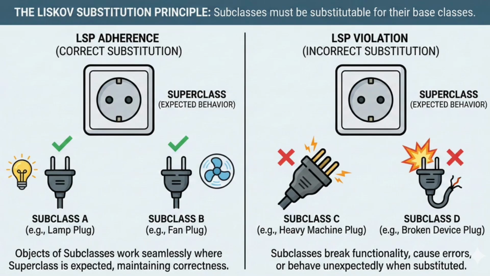Violating LSP leads to unexpected outputs, broken logic, runtime issues, and fragile designs. By following LSP, our code becomes more predictable, more stable, easier to maintain, safer to extend. Developers can confidently substitute subclasses without fear of breaking existing functionality. This leads to clean design, better architecture, and truly professional-grade software.